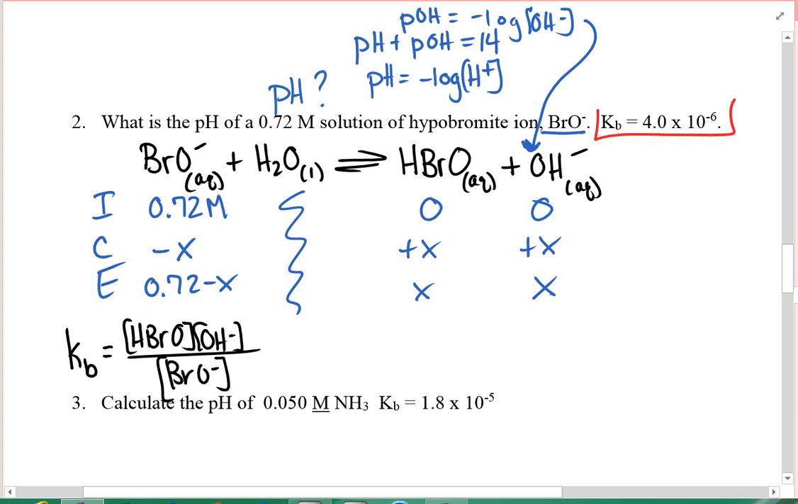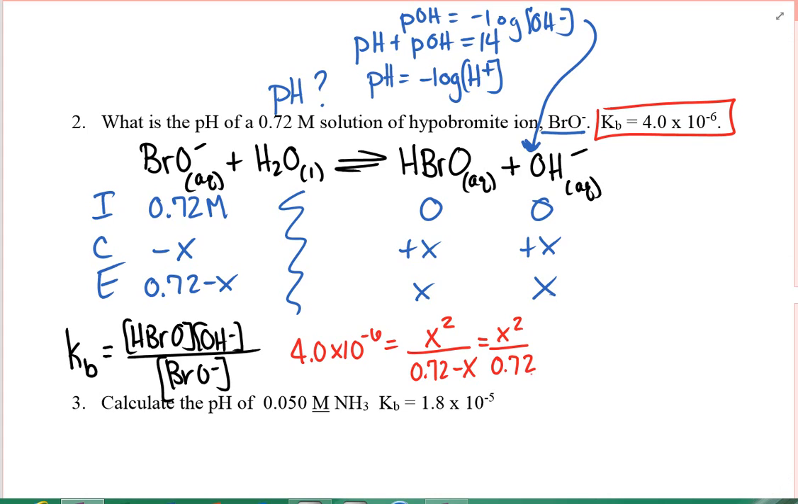I'm going to plug these values into my K expression that I wrote. So K is 4.0 times 10 to the negative 6th. My products are both represented with X. So X times X is X squared. On the bottom is my reactants, which is 0.72 minus X. And once again, my K value is so small that I can assume that 0.72 minus X is just 0.72. X is so much smaller that that difference is going to be insignificant.